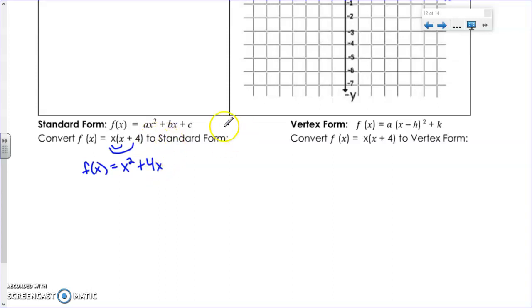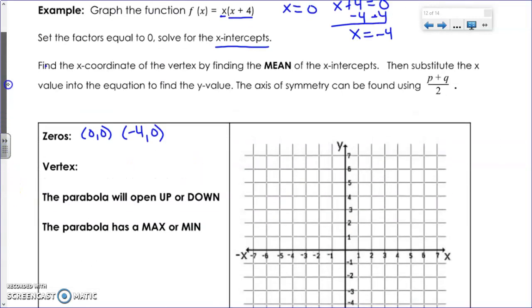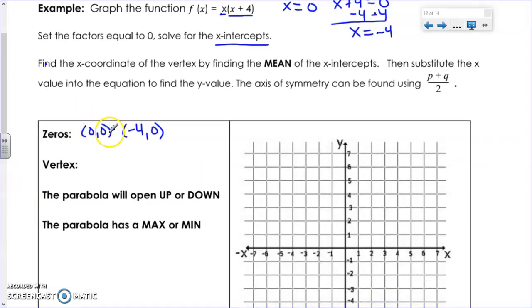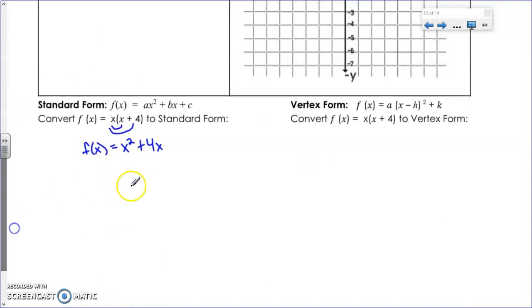Okay, what does standard form give us? Our y-intercept. Our y-intercept is our c. There is no c here, so it's 0, and we knew that from this other 0. So 0, 0 is our x-intercept and our y-intercept. All right, so now I need to go to vertex. So I cannot convert factored to vertex.